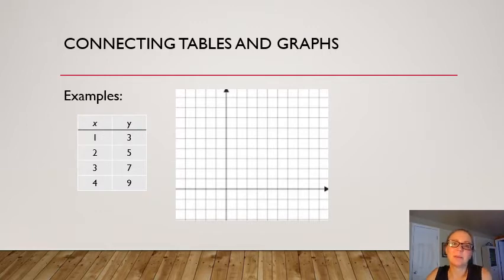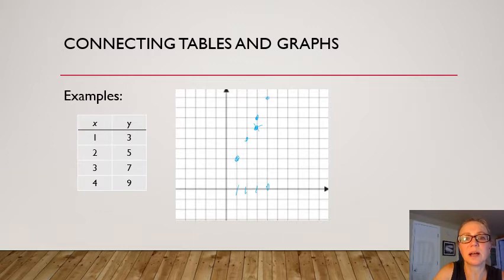Now we're going to connect the tables that we just examined to their graphs. In the first table, 1 corresponded to 3, 2 corresponded to 5, 3 corresponded to 7, and 4 corresponded to 9. Now you can see if you connect these blue dots that they form a straight line. So you can see that it's a linear function by looking at its graph.